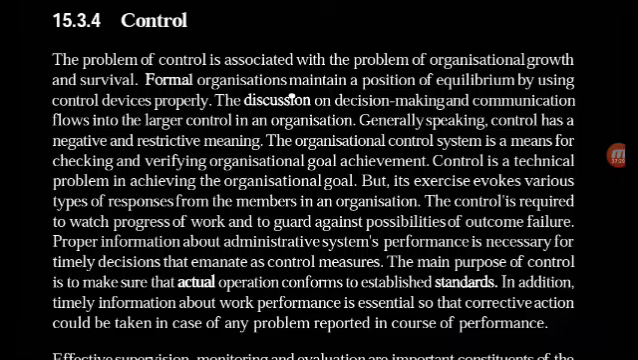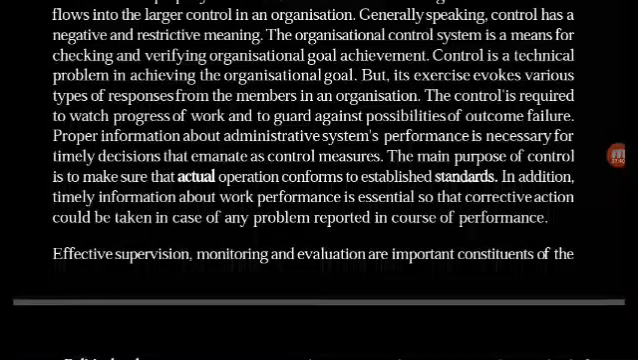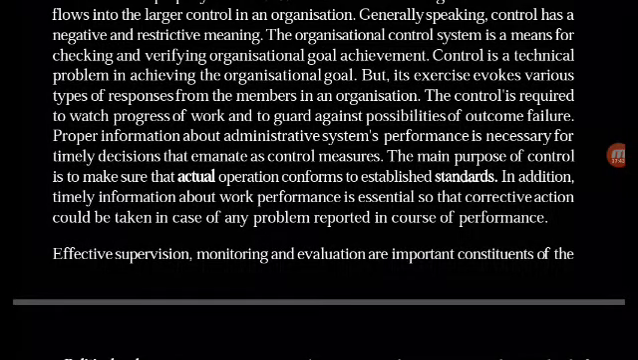The discussion on decision making and communication flows into the larger topic of control in an organization. Generally speaking, control has a negative and restrictive meaning. The organizational control system is a means for checking and verifying organizational goal achievement. Control is a technical problem in achieving the organizational goal, but its exercise evokes various types of responses from the members in an organization. The control is required to watch progress of work and to guard against possibilities of outcome failures. Proper information about administrative system performance is necessary for timely decisions that emanate as control measures.